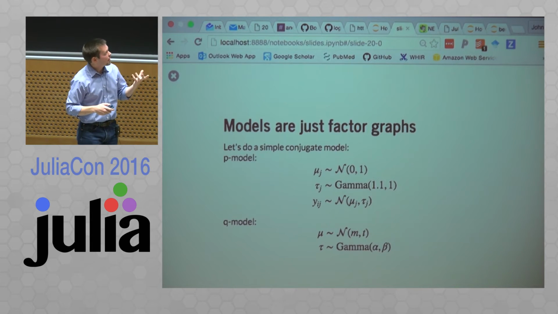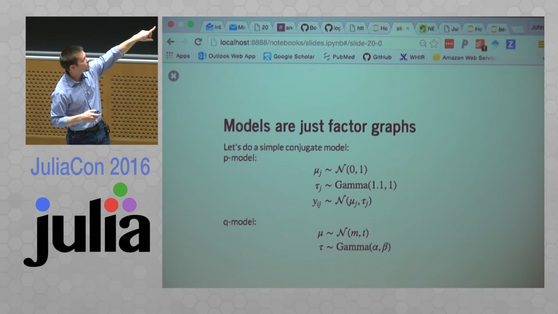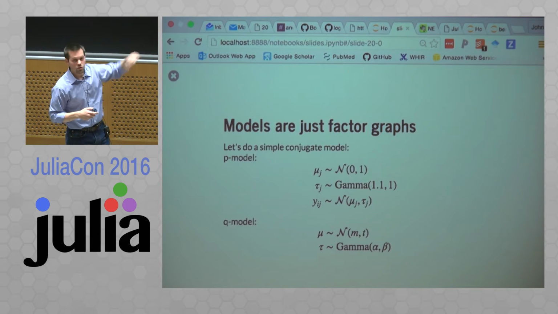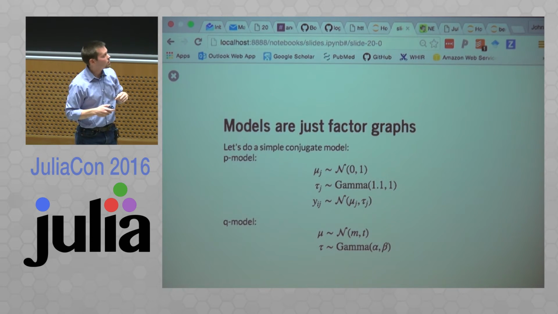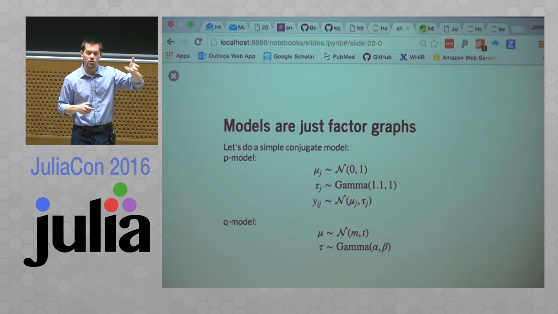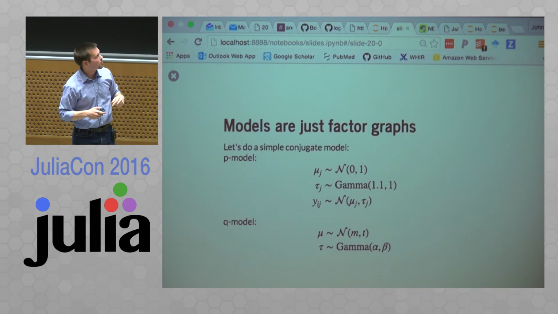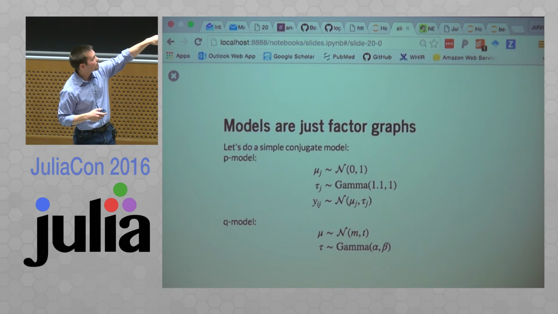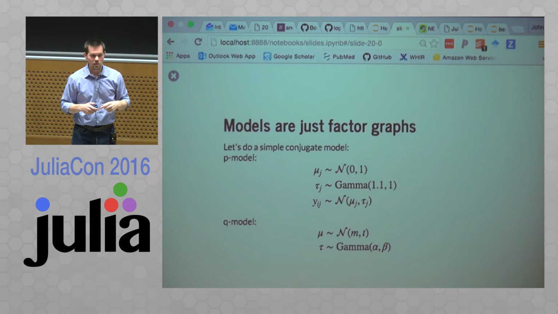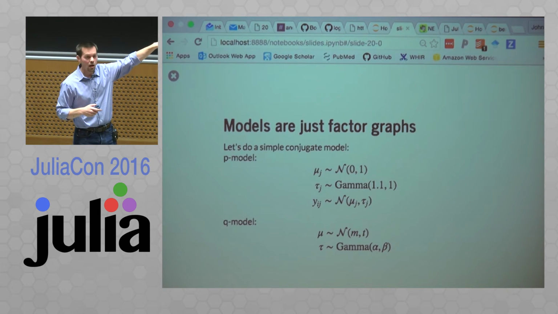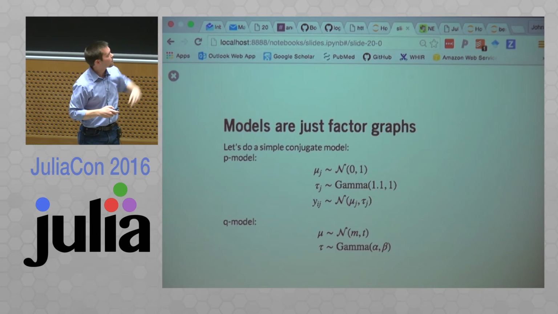So the models are just factor graphs. So if we wanted to do the following model where we say this is the model that generated the data, I have some data that are generated from a normal distribution with mean mu and precision tau, which is the inverse of the variance. And tau is from a gamma distribution and mu is from a normal. And I want to approximate it by a normal distribution on mu and a gamma distribution on tau. So for those of you who are in the know, this actually is a conjugate model. You can solve this exactly.